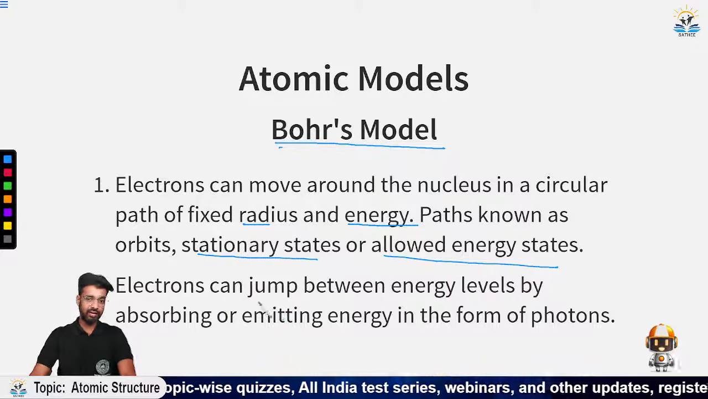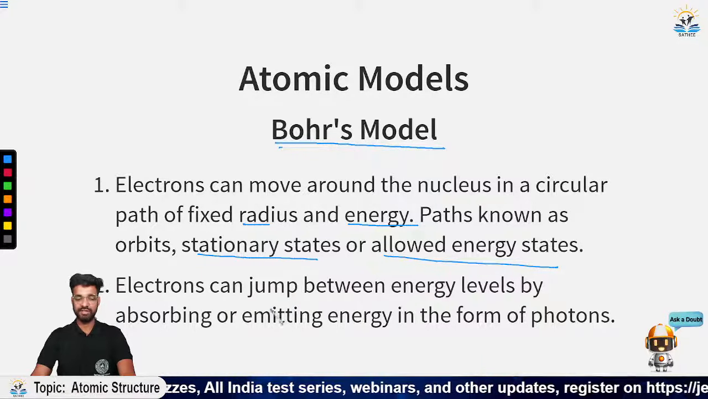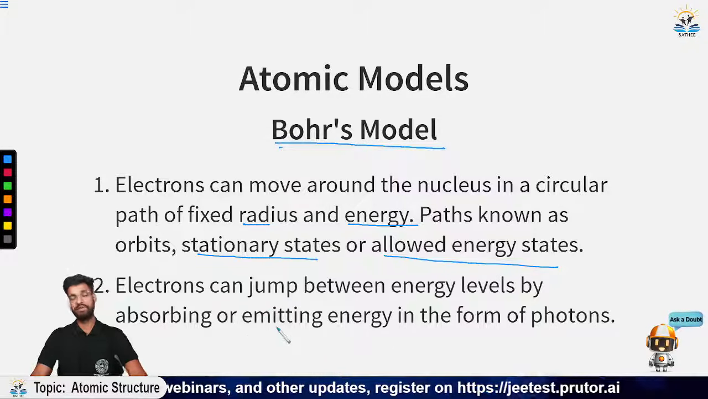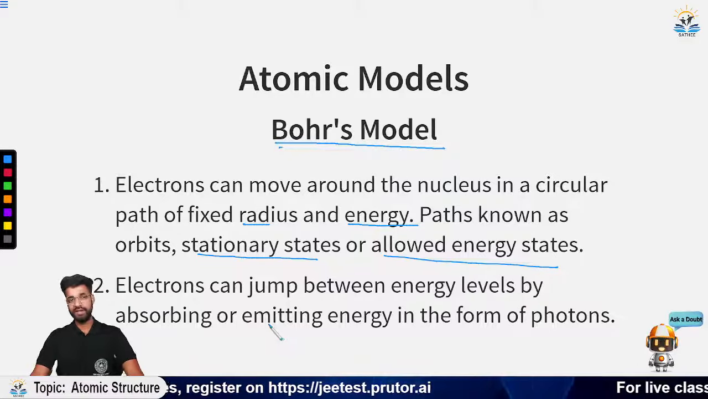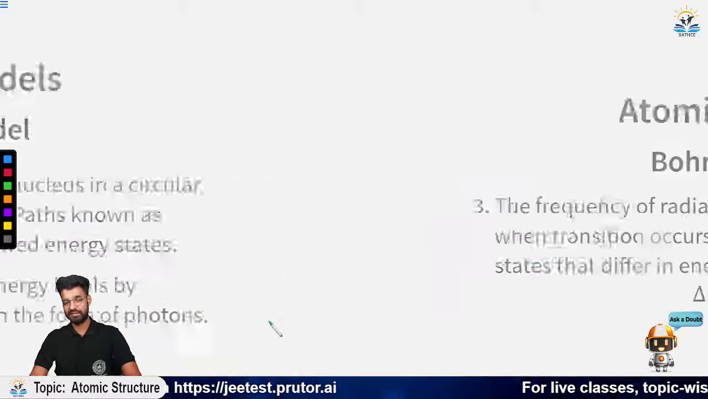Now an electron can jump from one energy level to another by absorbing or emitting energy. If it absorbs energy, it goes to a higher energy level, and if it emits energy, it goes to a lower energy level.